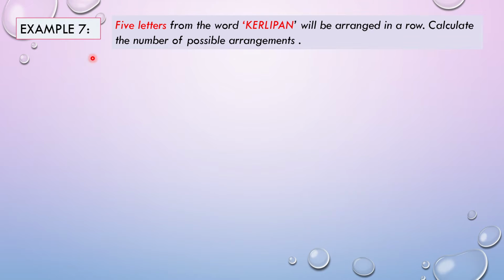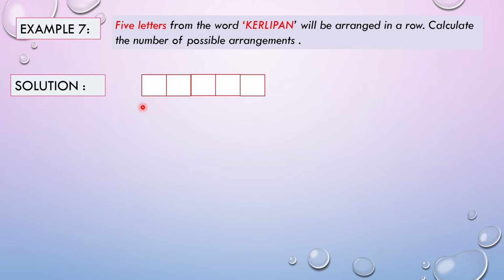Example 7. 5 letters from the word Kurlipan will be arranged in a row. Calculate the number of possible arrangements. You are given the word Kurlipan. So altogether we have 8 letters in the word Kurlipan. From the 8 letters, you are asked to arrange 5 letters. So let's see the solution.